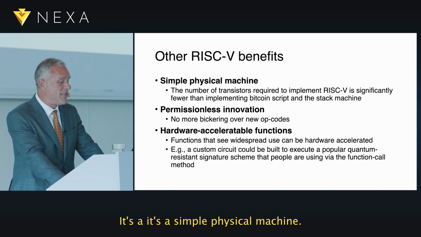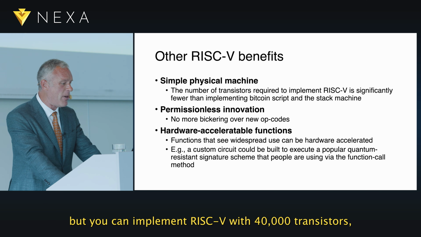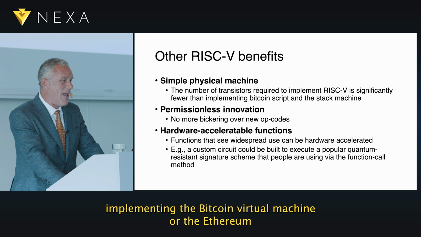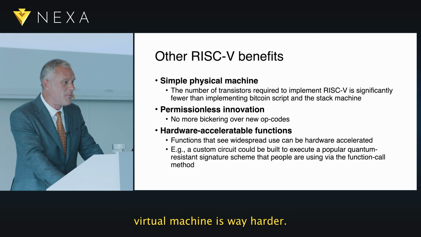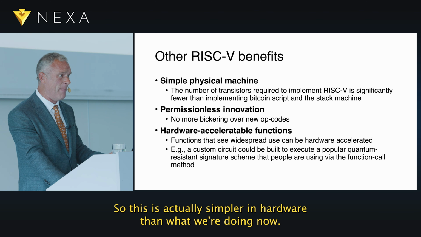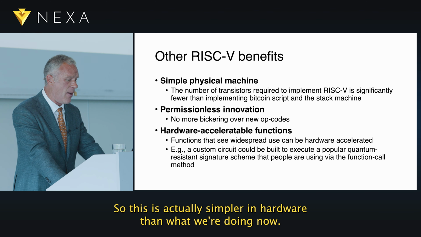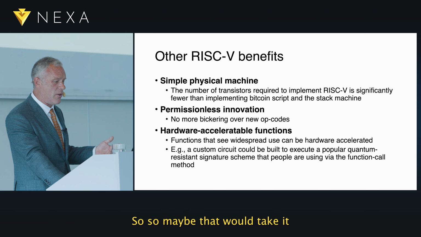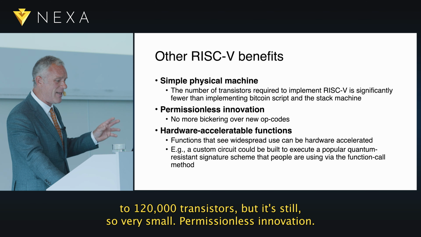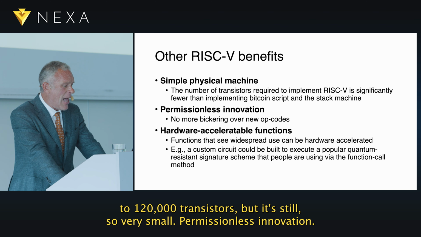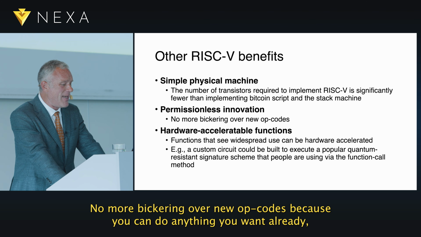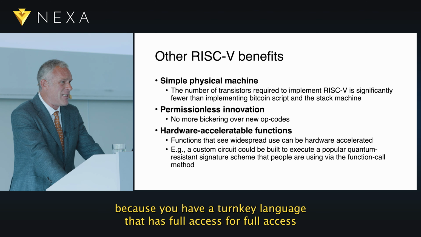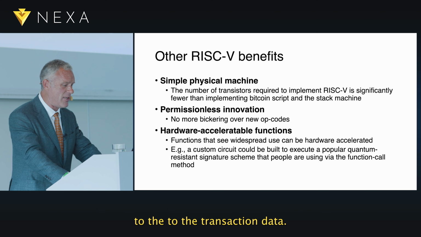It's a simple physical machine. A lot of people think this is some crazy science project, but you can implement RISC-V with 40,000 transistors. Implementing the Bitcoin virtual machine or the Ethereum virtual machine is way harder. So this is actually simpler in hardware than what we're doing now. We'd probably want to have a fast multiplier, so maybe it would take it to 120,000 transistors, but it's still very small. Permissionless innovation, no more bickering over new opcodes, because you can do anything you want already because you have a Turing-complete language. It just has full access to the transaction data.